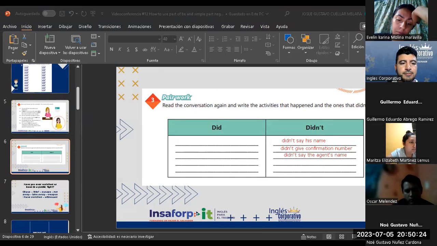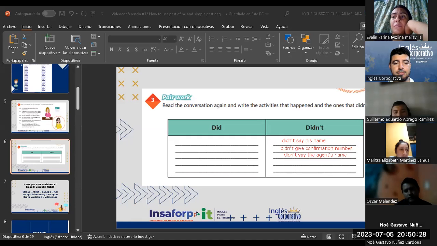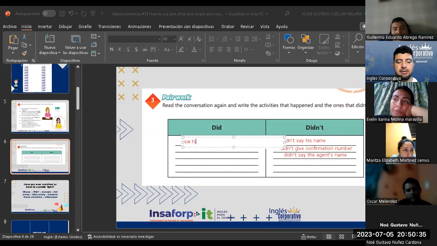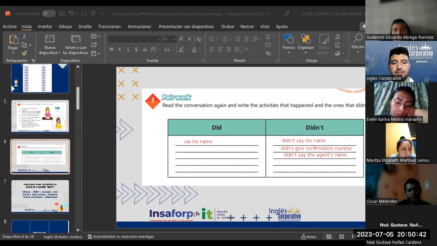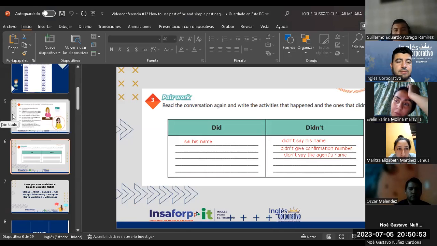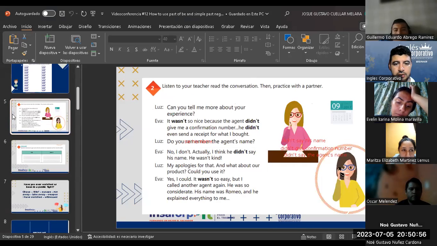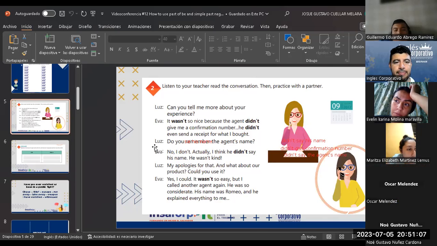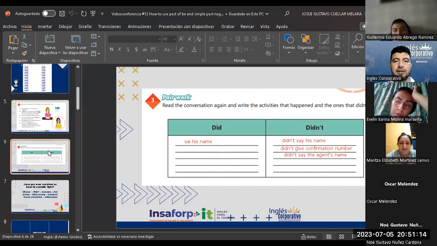In the second call, the agent did say his name. Okay, in the second call, yes, said his name. Thank you, Maritza, and then Guillermo. You have another, Maritza? His name was Romeo. Okay. Okay, very nice. ¿Y hay algo más que eso? The other agent, Romeo, he explained everything to the customer. He explained, thank you, yes.